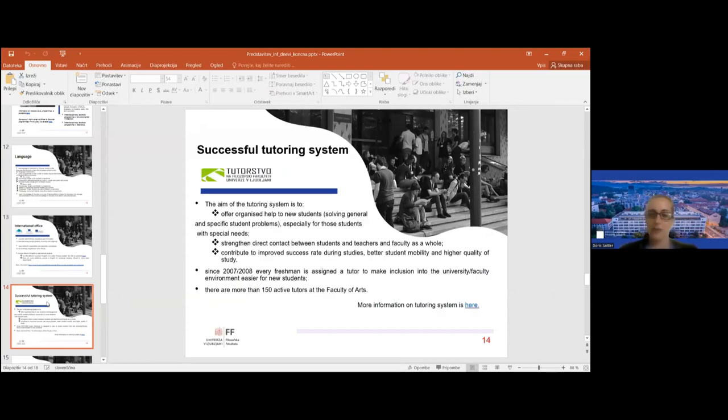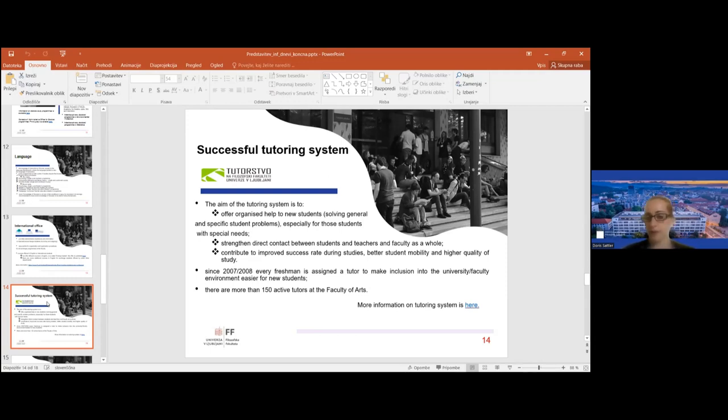One of the advantages of the Faculty of Arts is also a successful tutoring system. The aim of our tutoring system is, of course, to offer organized help to newcomers, new students, helping them with solving some general or specific problems. Especially, we also focus on those students that have special needs. The aim of our student tutoring system is also to strengthen the contact between students and teachers within the faculty, and also to contribute to their success during their studies, better student mobility and higher quality of studies.